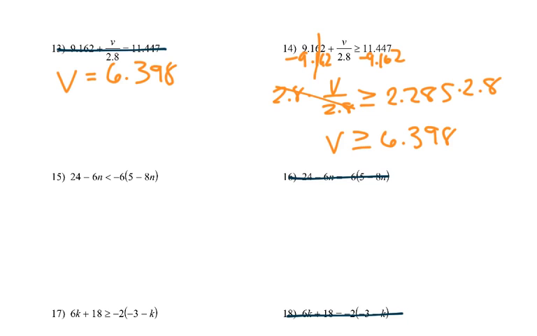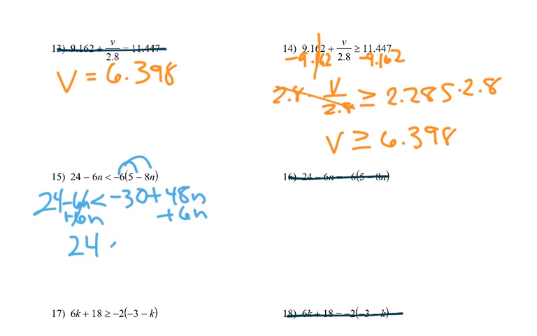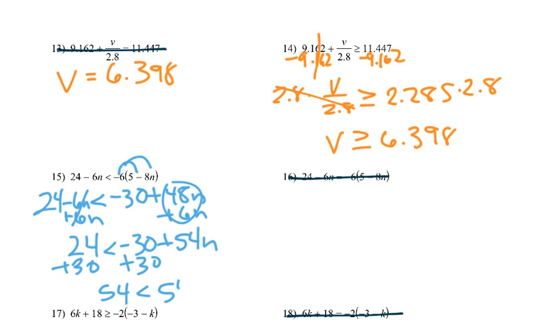Alright, number 15. I can distribute that negative 6 to get negative 30 plus 48n is greater than 24 minus 6n. Got to get the n's on the same side, so I add a 6n to both sides. Okay, that gives me 24 is less than negative 30, plus that becomes 54n. Add 30 to both sides, and I get 54 is less than 54n. Divide by 54. That becomes 1 and 1, and I get 1 is less than n, which would also be 1 is equal to n, right? Because it would be the same exact process.